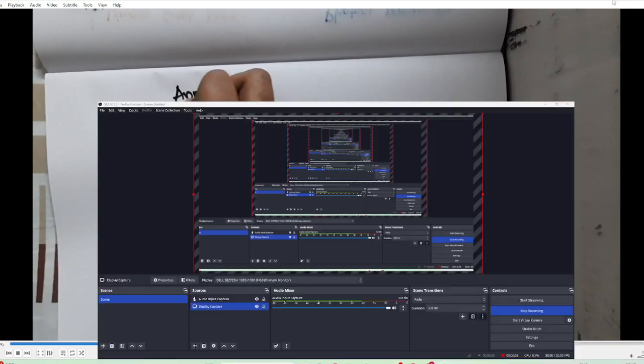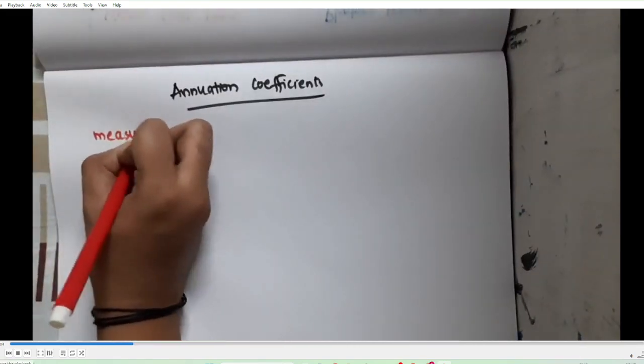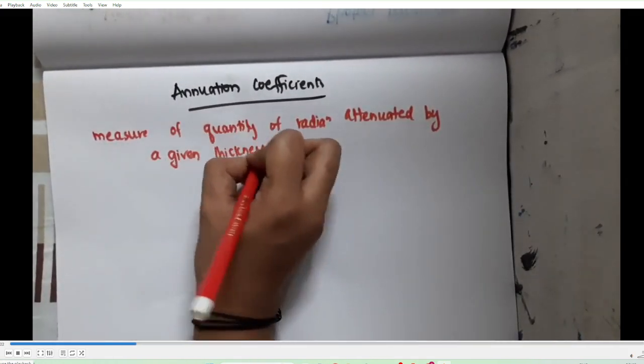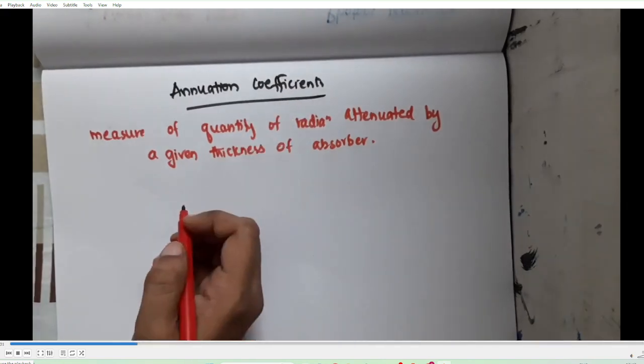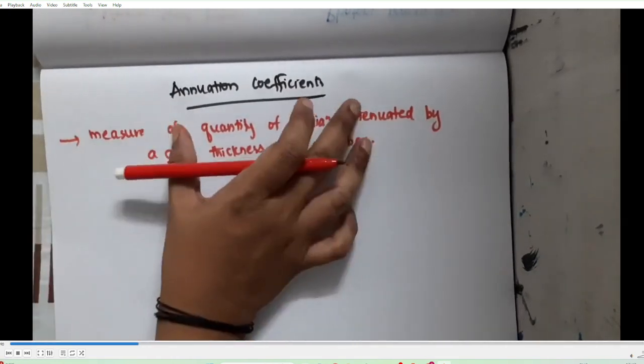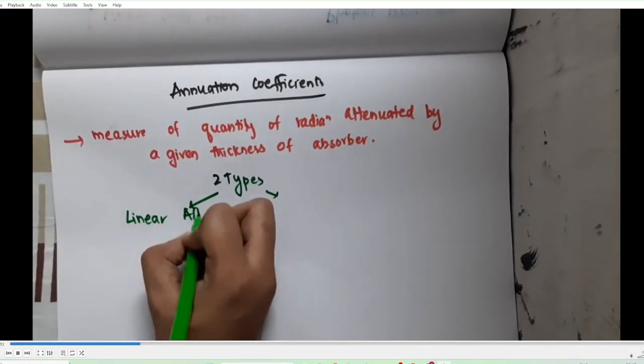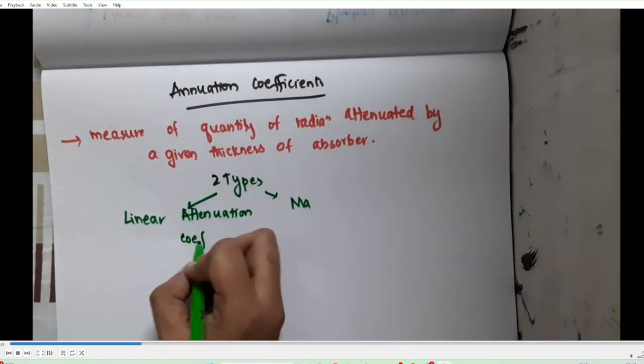Hello friends, let us now learn some important points about attenuation coefficient. Attenuation coefficient is a measure of quantity of radiation attenuated by a given thickness of absorber. The name of the coefficient is determined by the units used to measure the thickness of the absorber. Four attenuation coefficients are described in classic texts of radiation physics, but here we discuss only two important types of attenuation factors. One, linear attenuation coefficient.